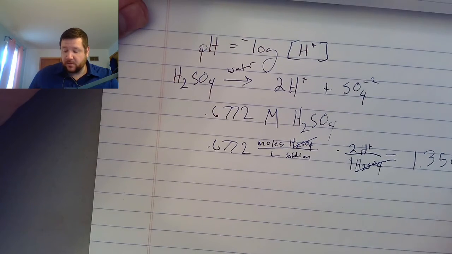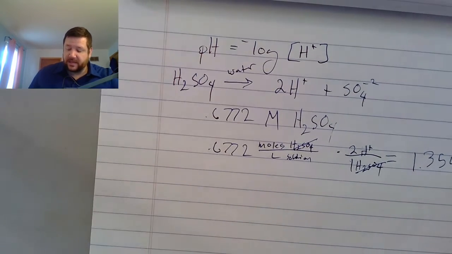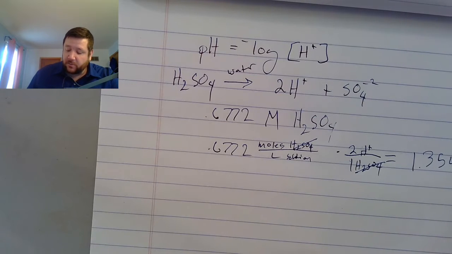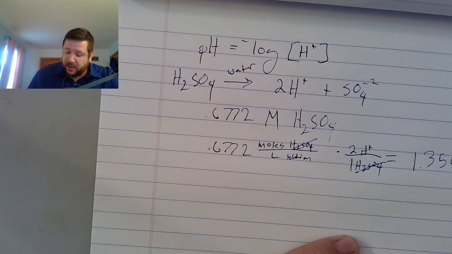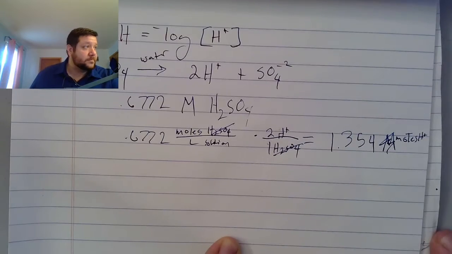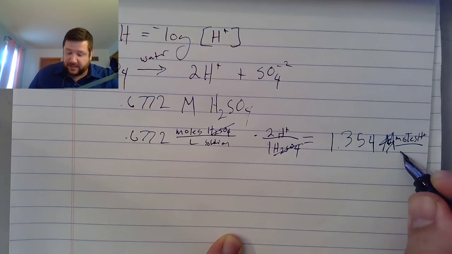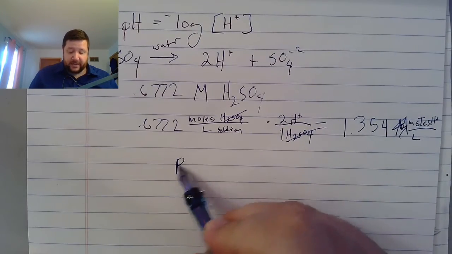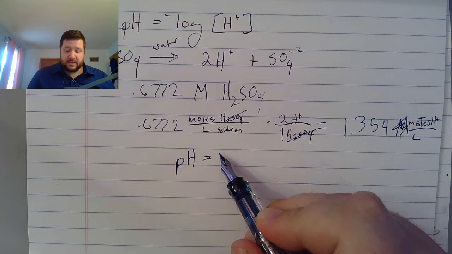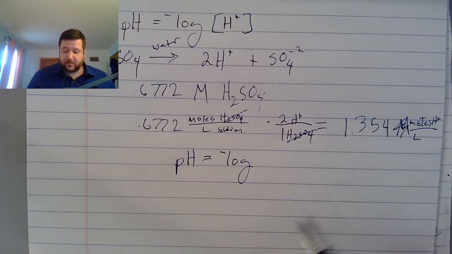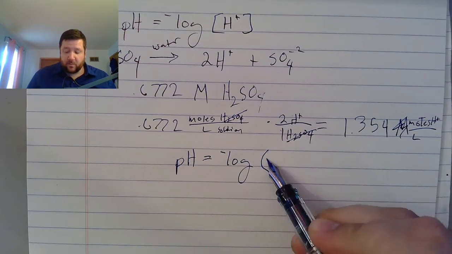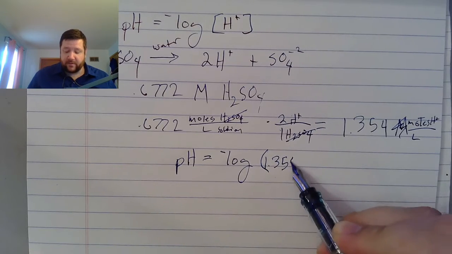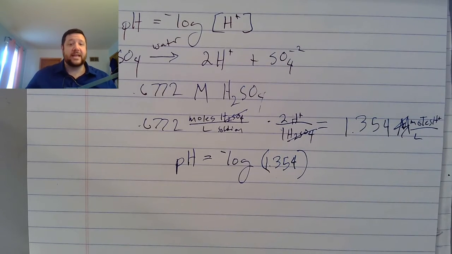1.354 molar is going to be the concentration of hydrogen ion, or we'll just write it as moles of H plus per liter of solution. So then to find the pH, we're going to say our pH is the negative log of 1.354. Plugging that into our calculator, we get, let me real quick do that.